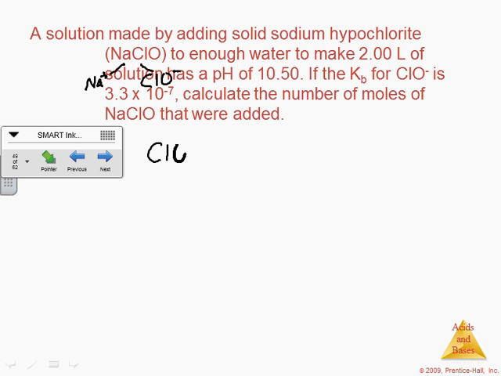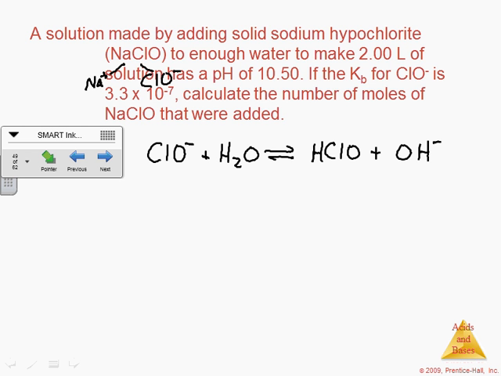So really our base reaction here, and again, these are a little tricky, just writing the reactions in the first place, figuring out what's going to happen. But we've got ClO- in water. It's going to become HClO plus OH-, okay?